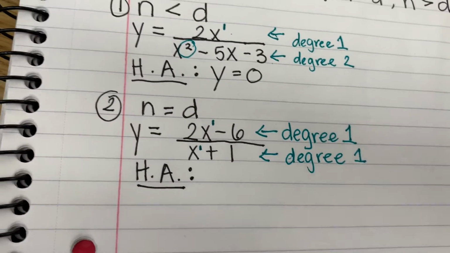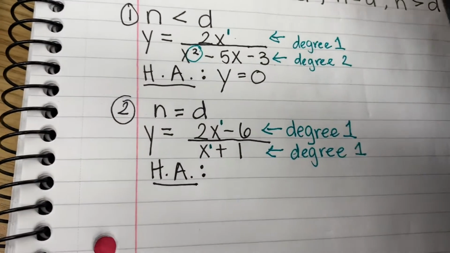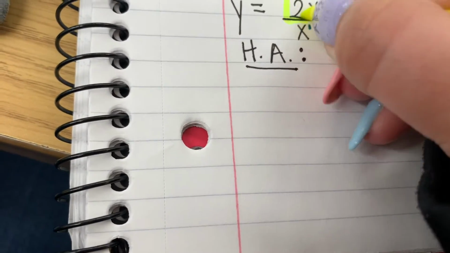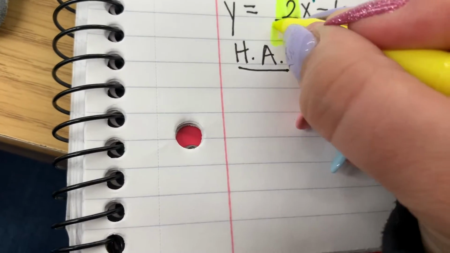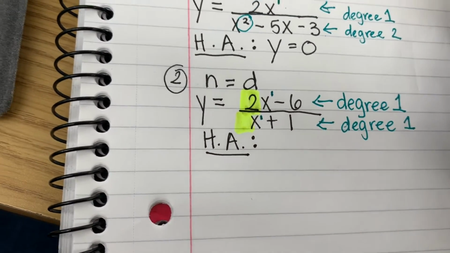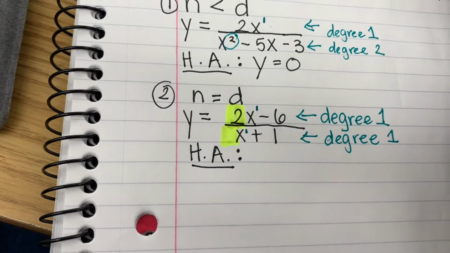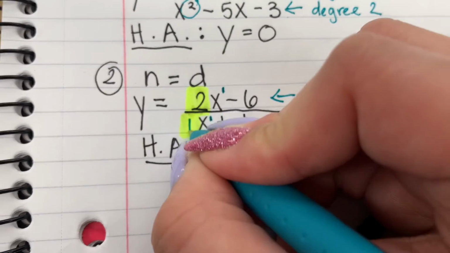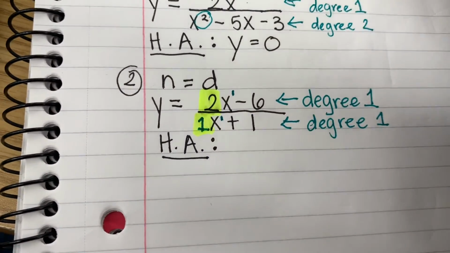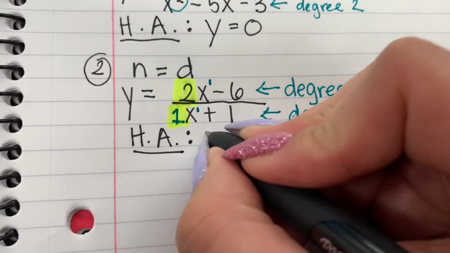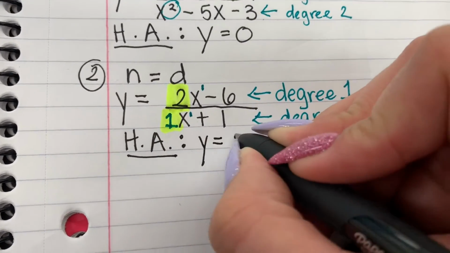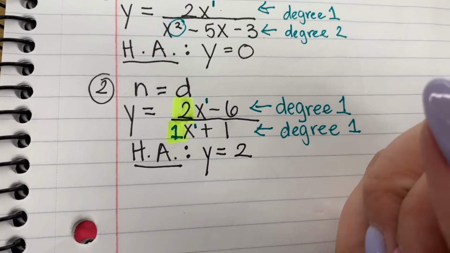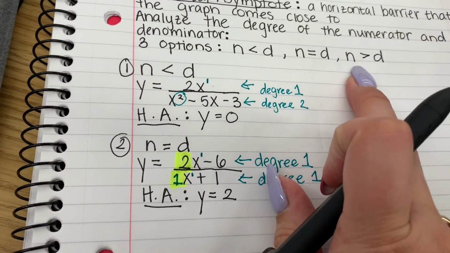So what that means is that I'm going to get y equals a fraction. That fraction is going to be made up of the leading coefficient of the numerator over the leading coefficient in the denominator. So here my leading coefficient of the numerator is 2 and the leading coefficient of the denominator is 1. So my horizontal asymptote is y equals 2 over 1, which is just 2. So again, numerator's degree is equal to denominator's degree. Your horizontal asymptote is a ratio of the leading coefficients.